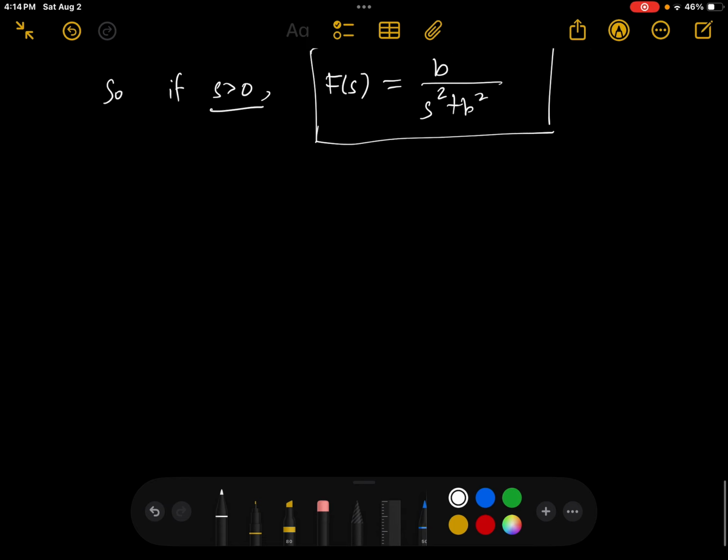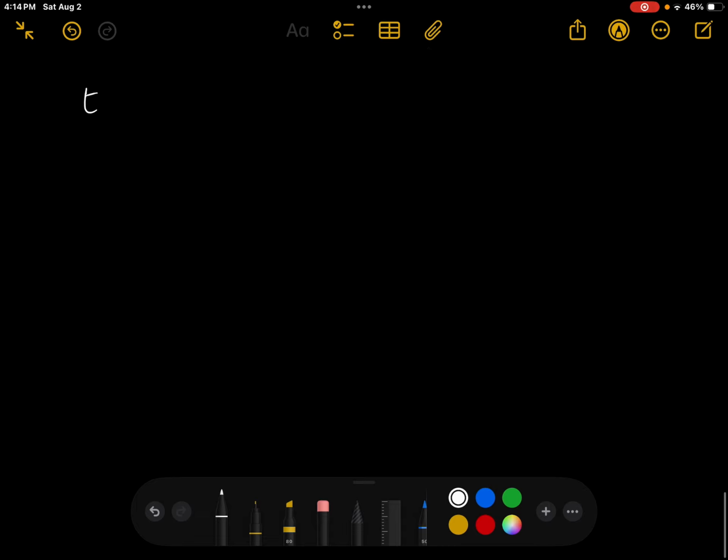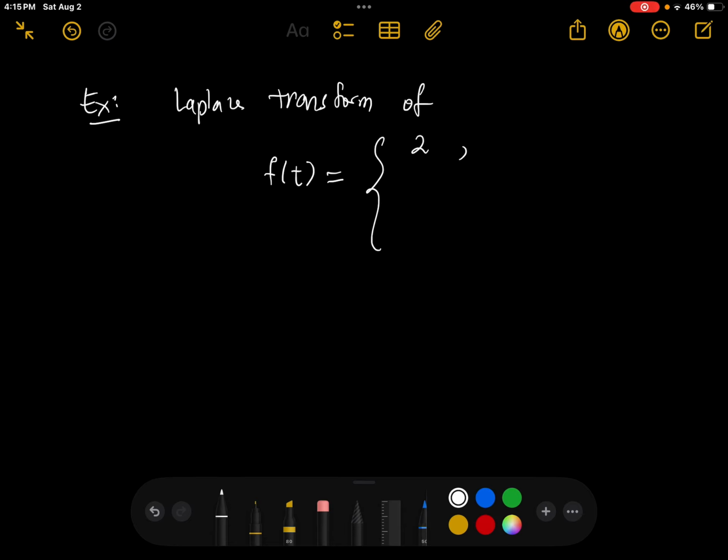Okay. Let's do another example. What's the Laplace transform of little f of t, which is 2 if t is between 0 and 5, 0 if t is between 5 and 10, and e to the 4t if t is bigger than 10?